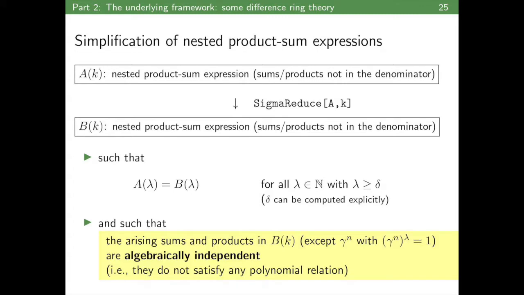But more can be said. Namely, the arising sums and products in B_k are algebraically independent. They don't satisfy any relations as a sequence. And I would like to justify this a bit. And here now comes in another aspect of difference ring theory, namely a kind of Galois theory.